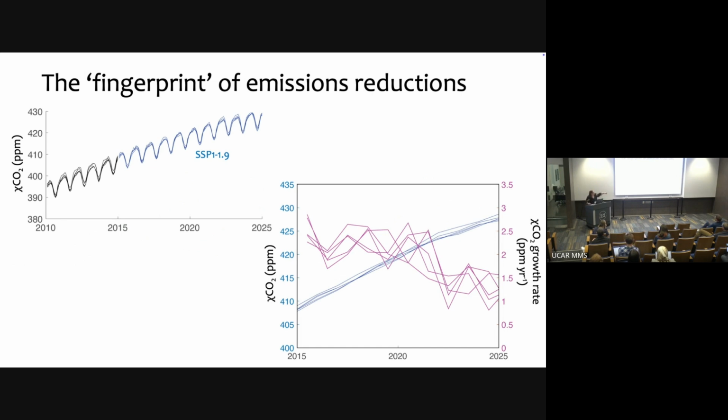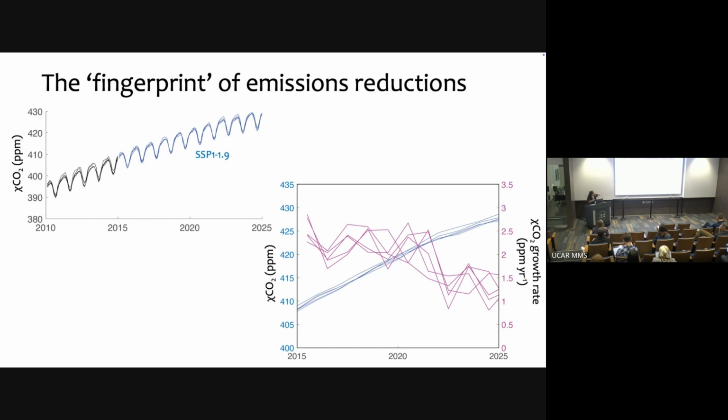The blue line is the annual mean XCO2 averaged over the 12 flask sites, and you see it's going up from 2015 to 2025. It's very subtle in there, but the growth rate is plotted on the right side of the y-axis in purple, and the growth rate is indeed beginning to decline, right? So as we reduce our emissions, the growth rate declines. There's a negative slope in the growth rate, and that's our first sign that we can see the emissions reduction in the atmospheric CO2 record.